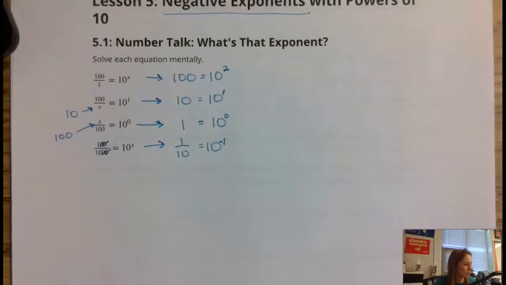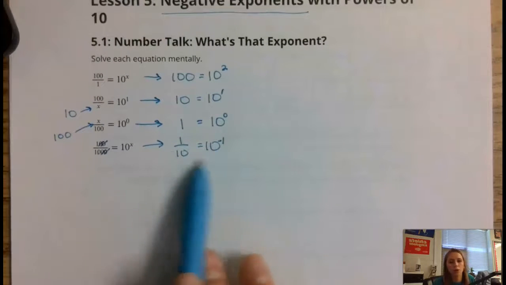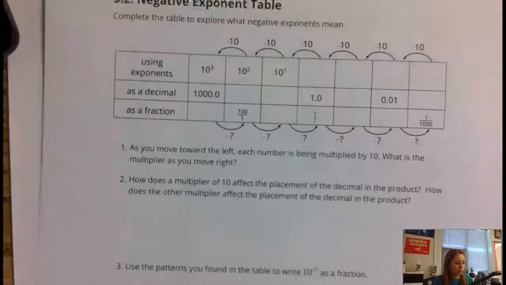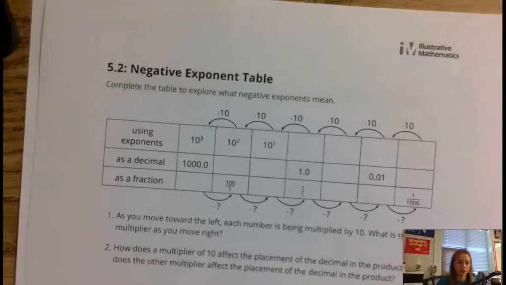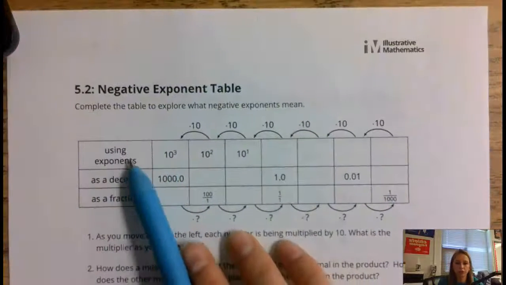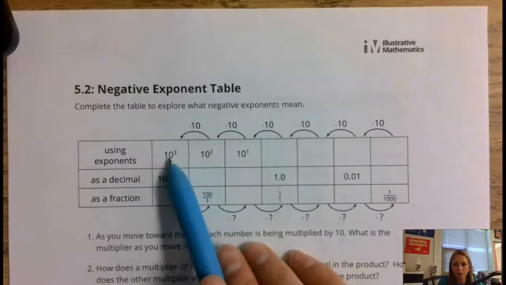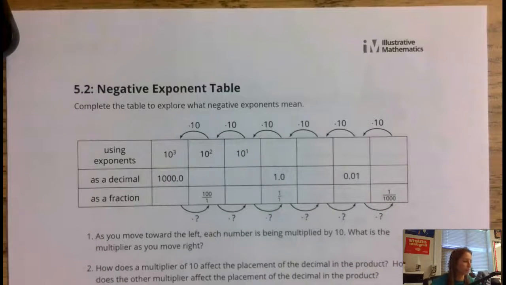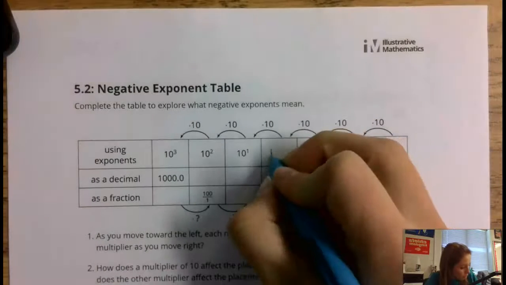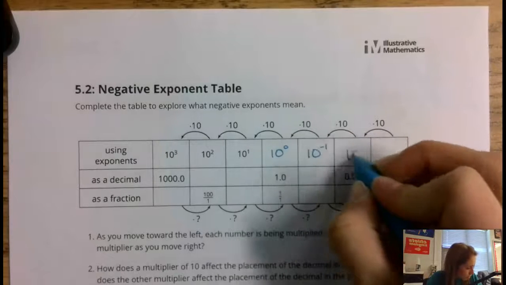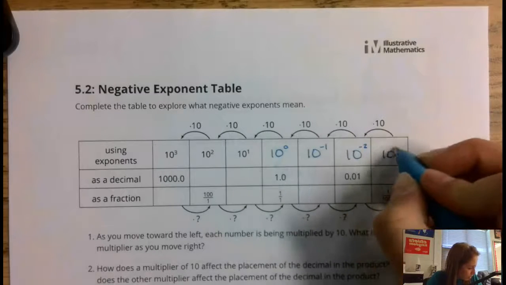So we're just going to keep going over some examples to show us how those negatives impact us. So let's go ahead and look at the second activity here. Exponent or negative exponent table. Let's go ahead and fill this out using exponents. Right here we go to the third power, to the second, to the first. So let's just keep counting down by ones. So 10 to the 0 power, 10 to the negative 1, 10 to the negative 2, and then 10 to the negative 3.